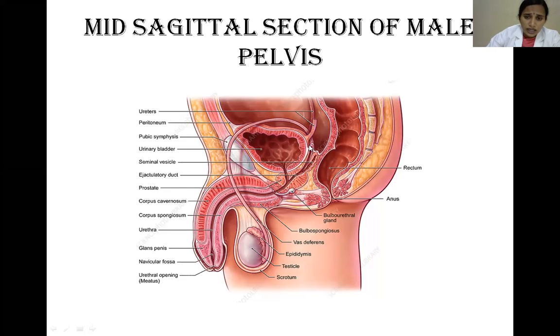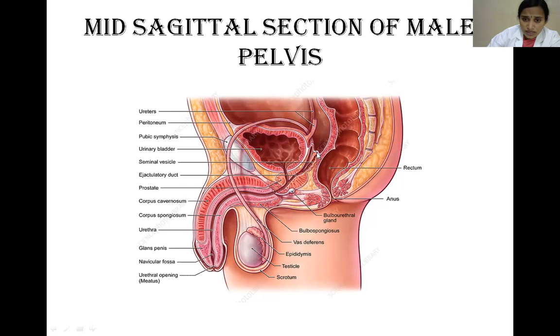And crossing between the ureters, you can see this tubular structure. What is this tubular structure? It is coming from the male internal genitalia, nothing but the testes, the male gonads. So the duct of the testes, the vas deferens, is coming. So this is the vas deferens.